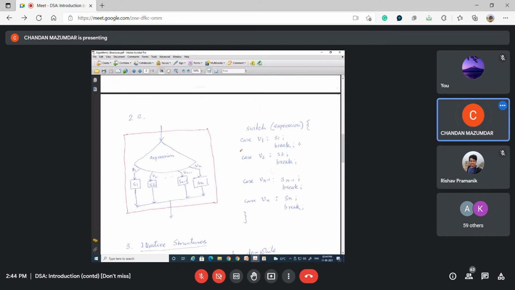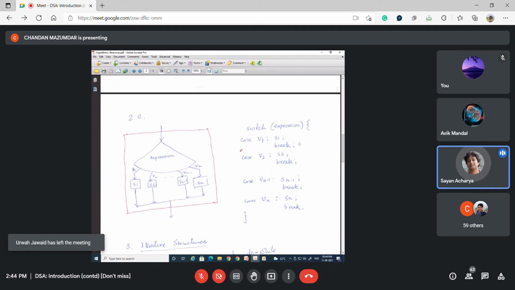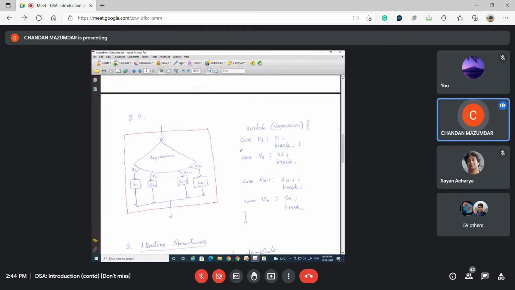Anybody? If V1 is valid, then S1 will be executed, and every case will be executed until another break is encountered. Right. So it will be a sequence of statements until another break is encountered.